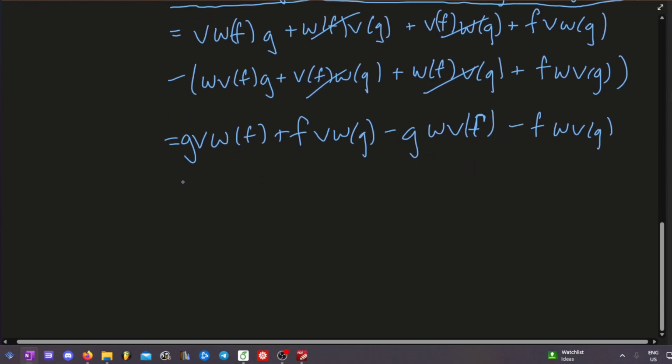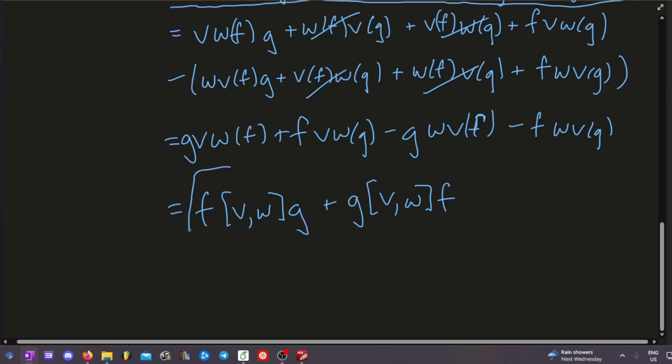Now we can group the f terms together. So let's grab f. We have the commutator of v and w acting on g, plus we have g times the commutator of v, w acting on f, and that is the Leibniz condition. So we've shown linearity and Leibniz now.